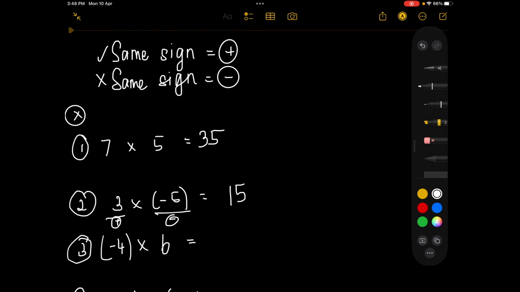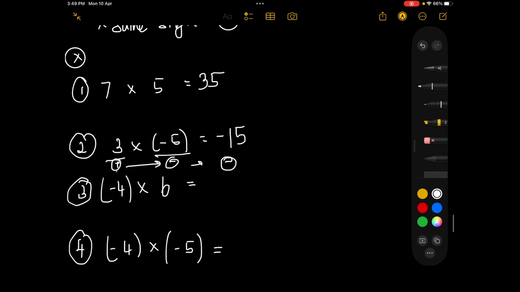Using this concept, plus and minus, are they the same sign? Correct, they are not. Plus and minus are different signs. Different signs means negative. Not same sign will be minus. So plus and minus will result in a negative number. So it's just negative 15. Just add a minus in front of the number. There you go. That's it. So 3 times negative 5 will be negative 15.